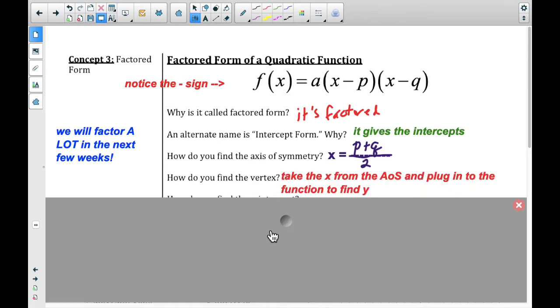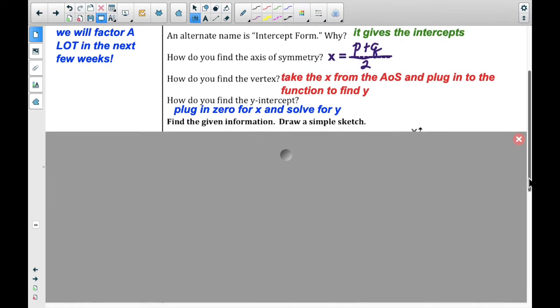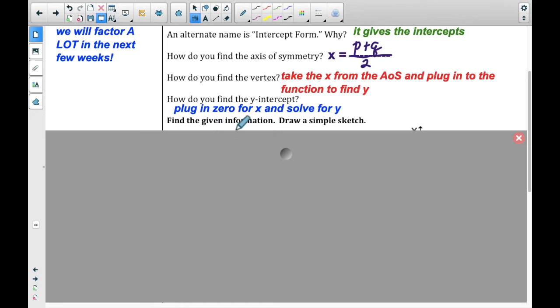How do we find the vertex then? Well, same thing as with standard form. With standard form, we would take whatever we got from the negative b over 2a, plug it in, and find y. Same thing here. We find the axis of symmetry, and whatever we get for x, we plug that x into the function and solve it to find y. Finding the y-intercept always is plug in 0 for x and solve for y. That's how we always find it. Anytime you want to find one of the variables, you plug in 0 for the other variable and it will give you that variable. So that's how we're going to find the y-intercept.